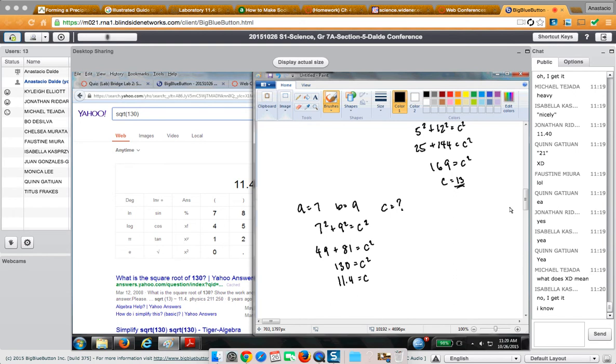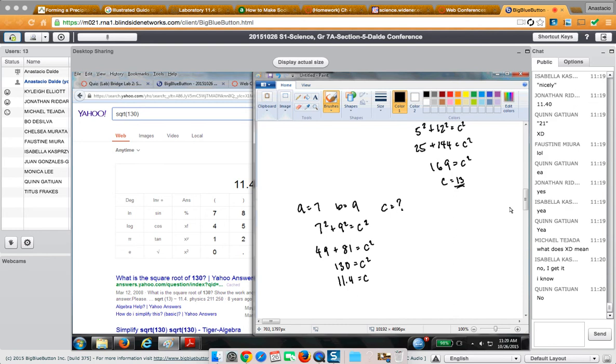Now, what does this have to do with our bridge? That's really the question. Actually, here's my question. Any other questions on how to figure out what C is if I gave you the Pythagorean theorem? Anyone confused about that process? No? Okay. Can I move on? Yes, good.